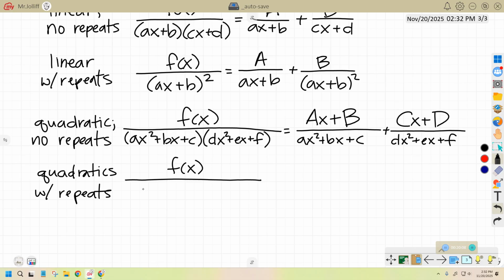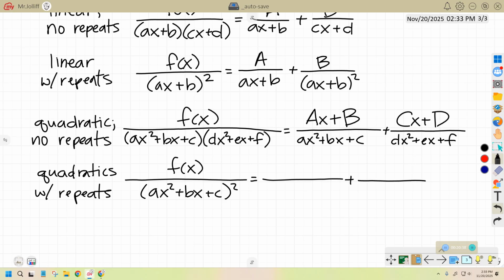Quadratics with repeats, meaning I have a quadratic in the bottom times itself however many times. And this is a combination of 2 patterns. Let's see if we remember. How many fractions am I going to need? Show me on your fingers. 2, because I've got two factors, right? It's squared, two fractions.